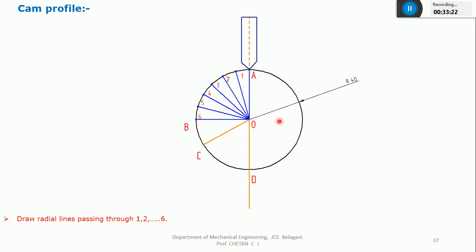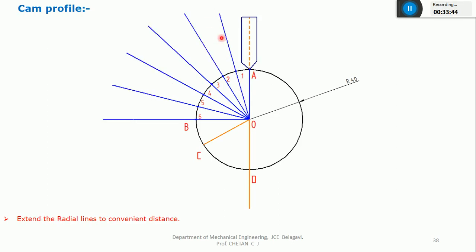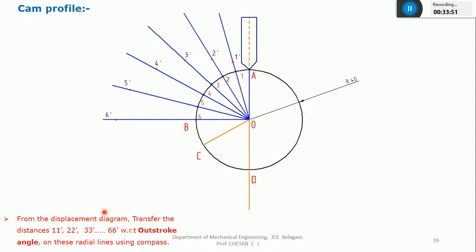Okay, thank you. After getting these 6 points, just join the lines from 1 to O, 2 to O, up to 6 to O. Just draw the radial lines. Confirm each division has to be 15, 15, 15, 15, 15. After that, extend these lines through some distance. I don't know the distance, just extend them some distance. Now, from the displacement diagram, just copy the distance 1 to 1 dash, 2 to 2 dash, 3 to 3 dash, up to 6 to 6 dash.